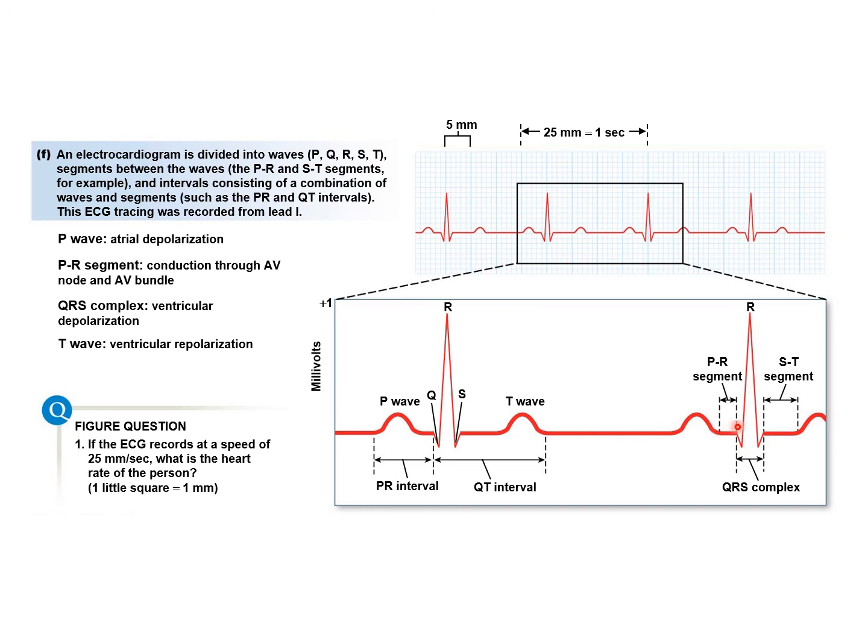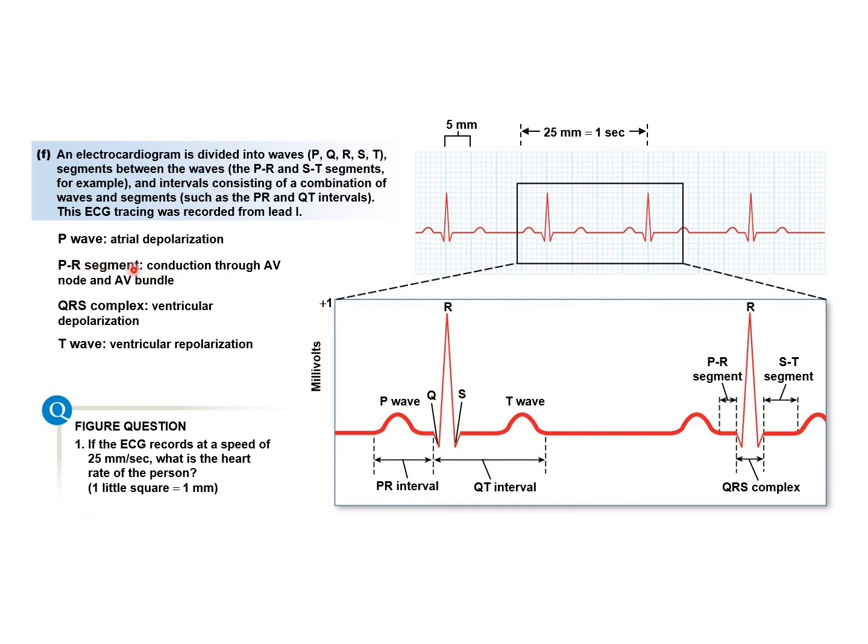The PR segment is at the end of the P wave and goes again to the Q wave. Why don't they call it the PQ? I don't know. Well, we're just going to say a PR segment is the time between the end of the P wave and the start of the QRS complex. The PR interval is the beginning of the P wave to the QRS complex.